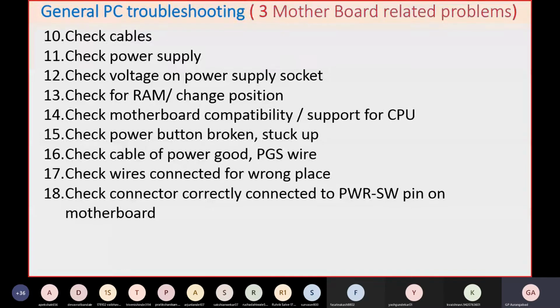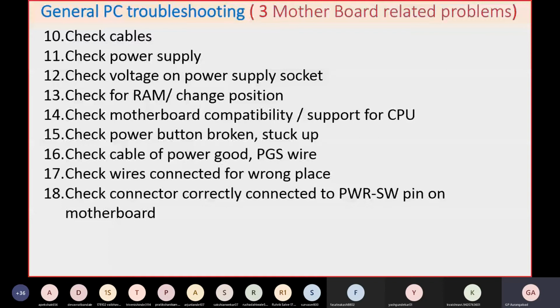Then check the RAM. If there are additional slots available, change the position of the RAM, because there is no problem as such. You can put RAM in any location. If all the locations are parallel, then you can change the RAM and put it in any position. Unless the slots are different, then you have to take care. Otherwise, if the slots are similar, you can put RAM in any slot.